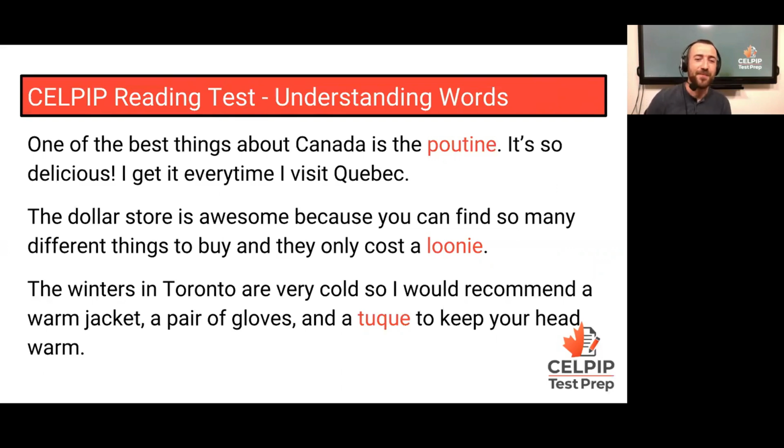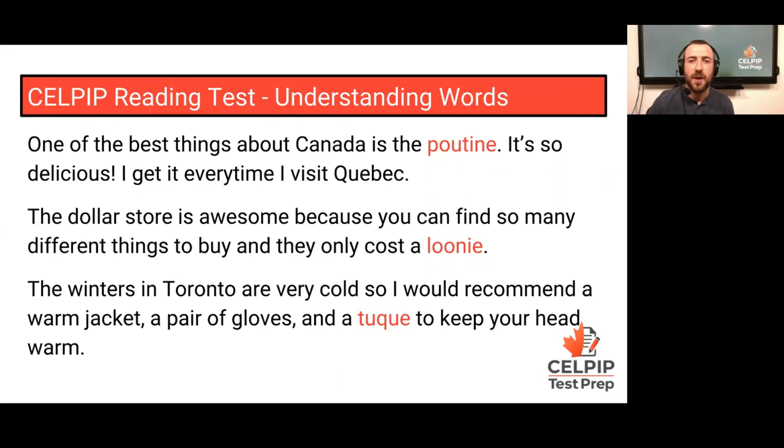Right? Moving on, we've got: the winters in Toronto are very cold, so I would recommend a warm jacket, a pair of gloves, and a toque to keep your head warm. Okay, so Sarah, you had a little bit of difficulty with the term toque. Now with this sentence, they're describing a jacket and gloves, and a toque would keep your head warm. What do we think now toque is?